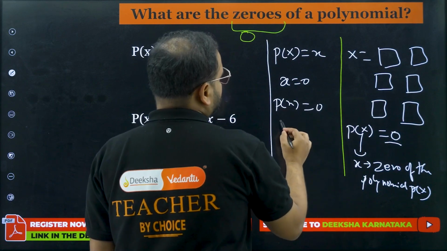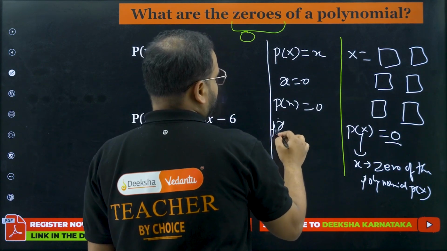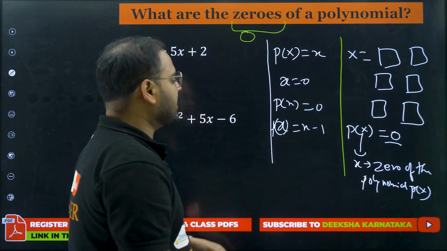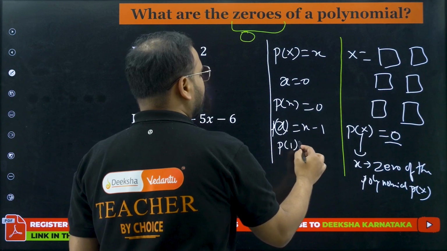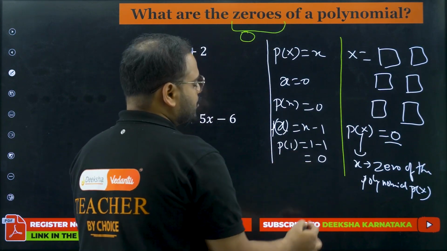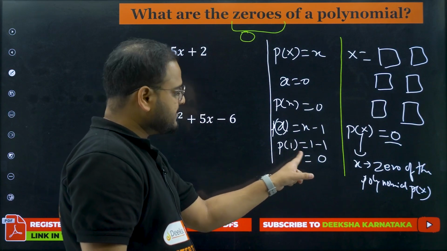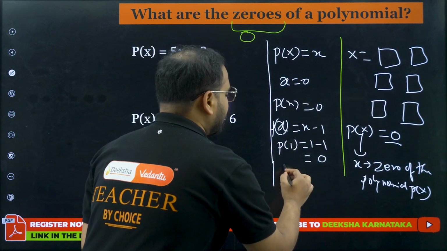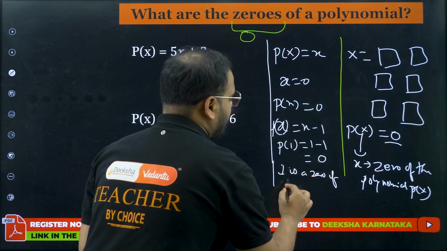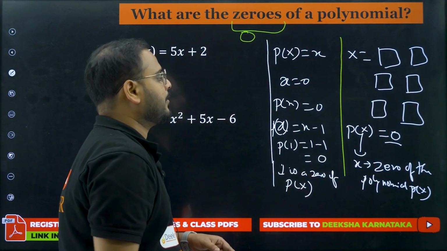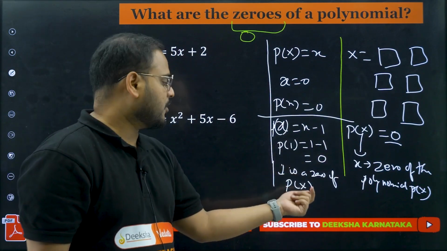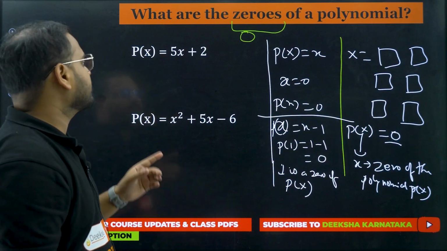Okay, I take another example. p(x) equals x minus 1. When will this polynomial be 0? When x equals 1, sir. So please check for p of 1, what am I going to get? 1 minus 1, how much is that? I replace x by 1, right? So 1 minus 1 is 0. So since the value 1 for x is making the polynomial equal to 0, I can call 1 a zero of the polynomial p(x). Okay, there are two different examples. The value that makes the polynomial 0 is called a zero of the polynomial. Very simple.